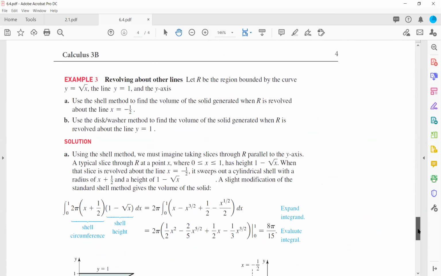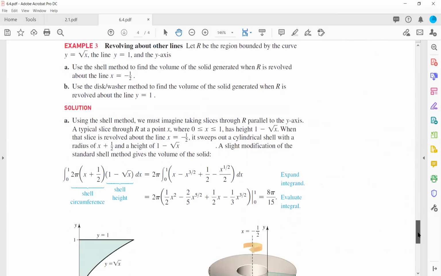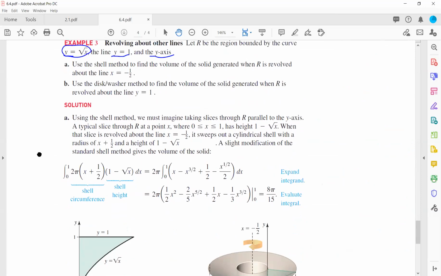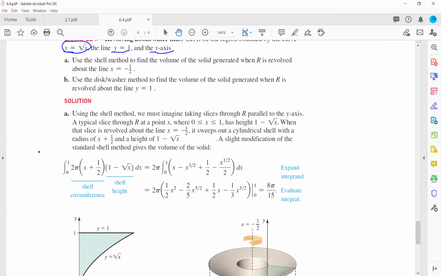Let us move on to the next example. So our region R is a region bounded by the curve y equals the square root of x, the line y equals 1, and the y-axis. First of all, use the shell method to find the volume of the solid generated when R is revolved about the line x equals -1/2. B. Use the disk or washer method to find the volume of the solid generated when R is revolved about the line y equals 1.